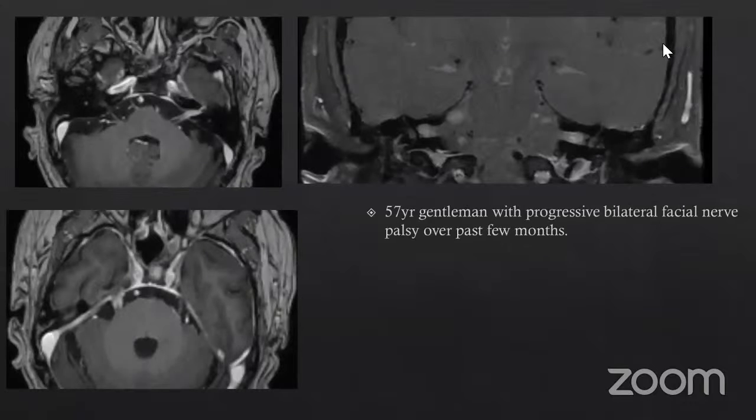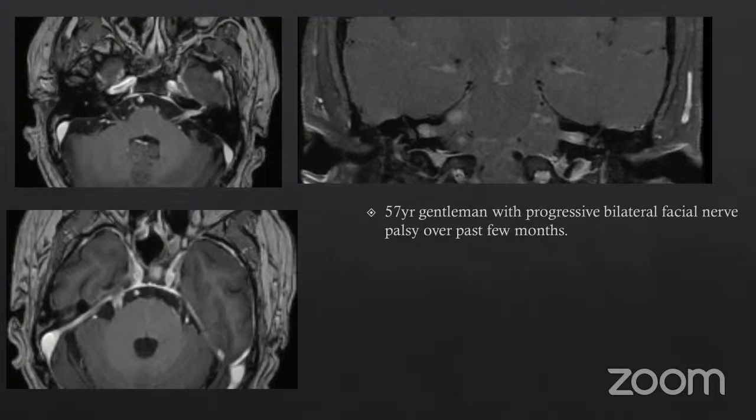Now coming to the sixth case on your screen, here it is. A 57-year-old gentleman with progressive bilateral facial nerve palsies over the past few months. So what we are seeing here is that there is definite enhancement along the nerve roots, multiple nerve roots. On the right, the trigeminal nerve root is enhancing. On the left here, the 7th, 8th nerve complex is enhancing. So cranial nerve thickening, cranial nerve enhancement in a 57-year-old gentleman. What do you think it can be? If any differentials you could put to it.